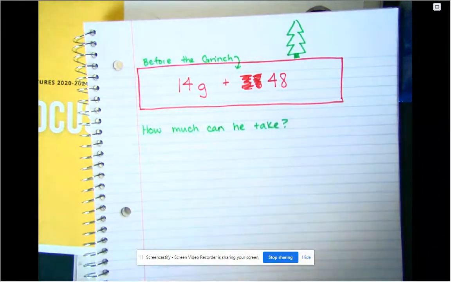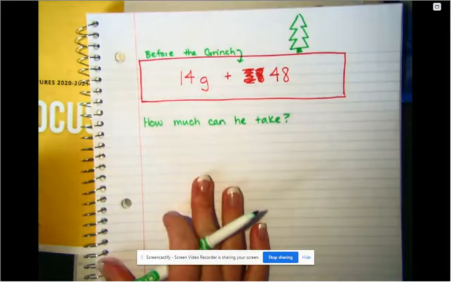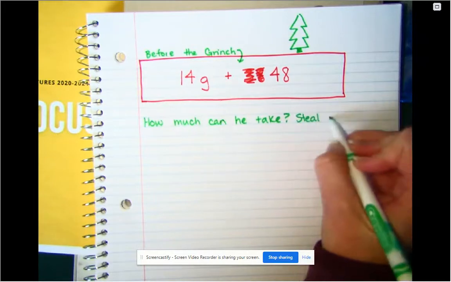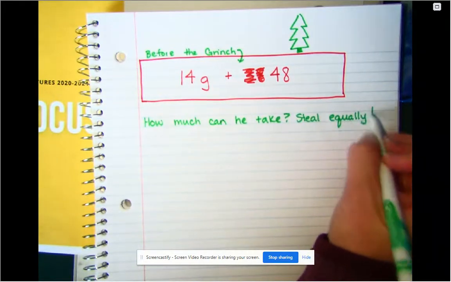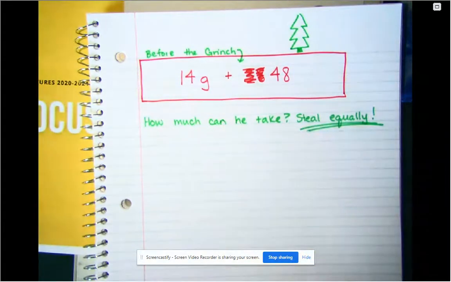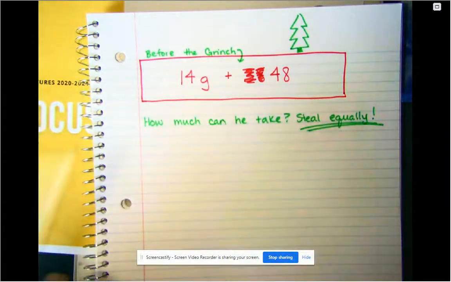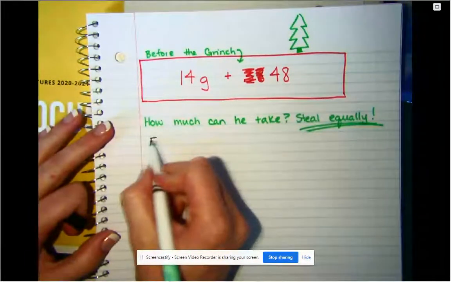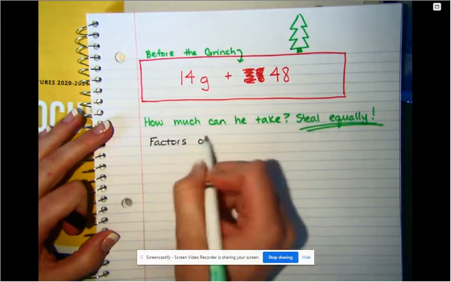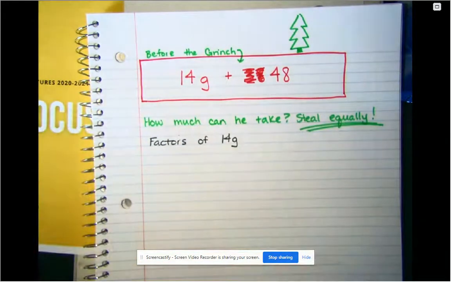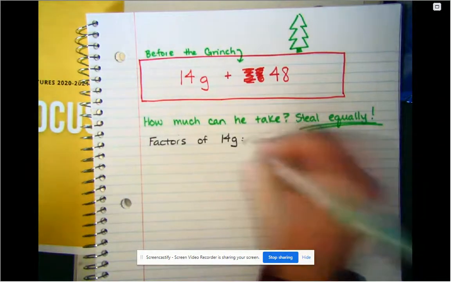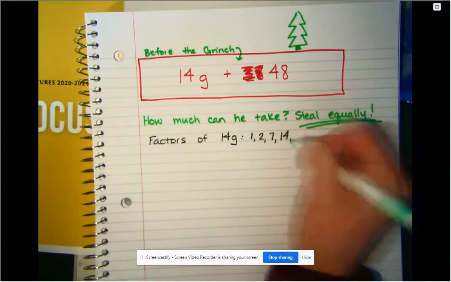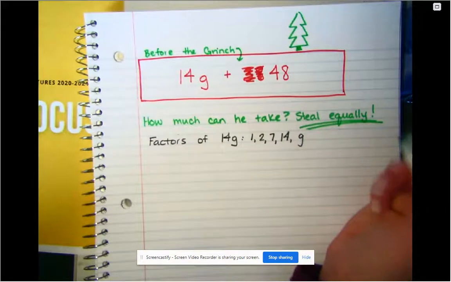And so he's looking at factors of 14g and factors of 48 because he's got to steal equally. Because that's a very important part of the Grinch. He's a stealer, but he's fair. All right, so let's think about factors of 14g. Now you might be saying, how would I know what the factors of 14g are? Well, they're all the factors of 14 and then g. So 1, 2, 7, 14, and g are factors of 14g.